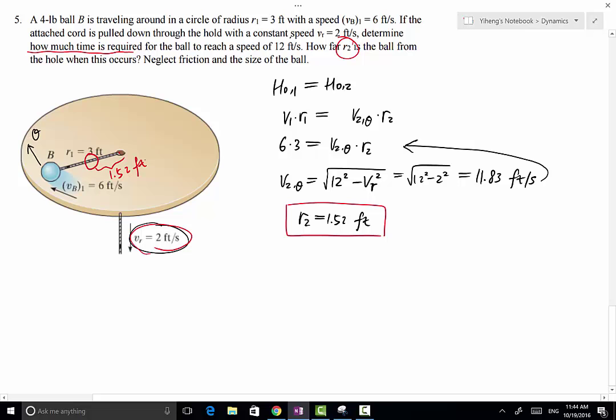From there, we can use the basic kinematic analysis. So we will have delta r equals 3 feet minus 1.52 feet, and that equals vr times t, which is 2 times t. Therefore, we can solve for t to be (3 minus 1.52) divided by 2, and that is 0.739 seconds.